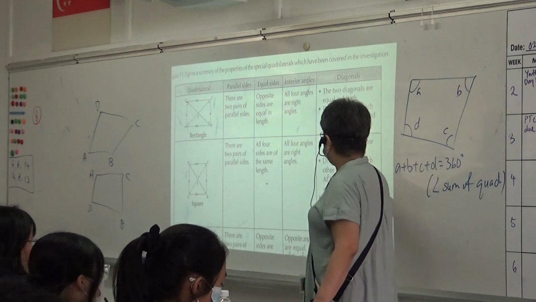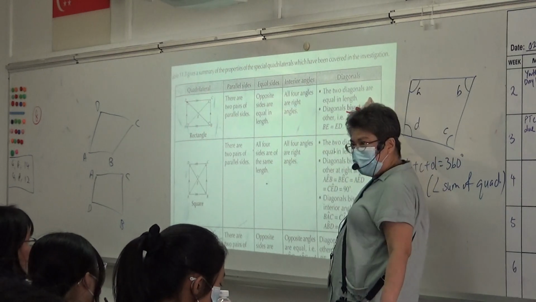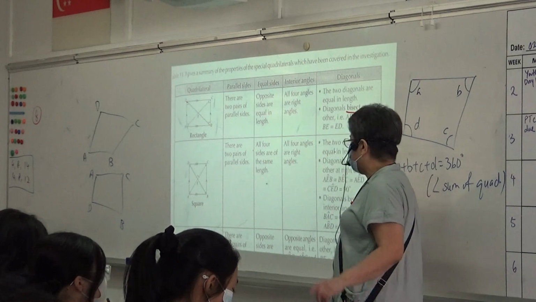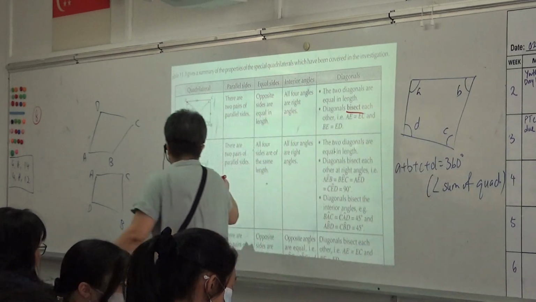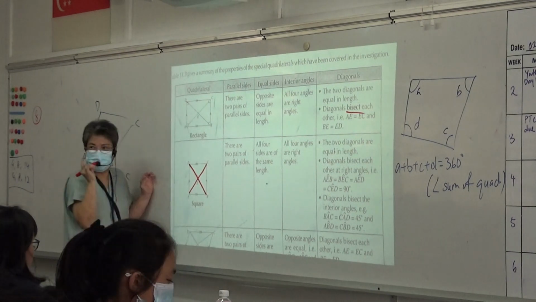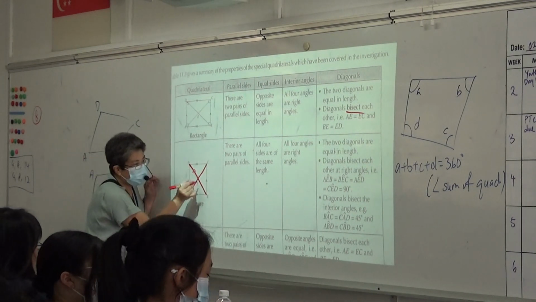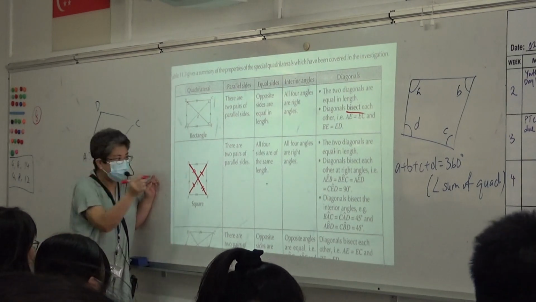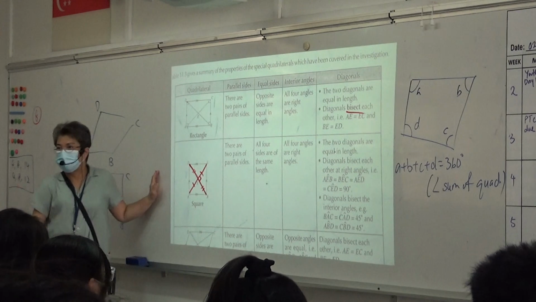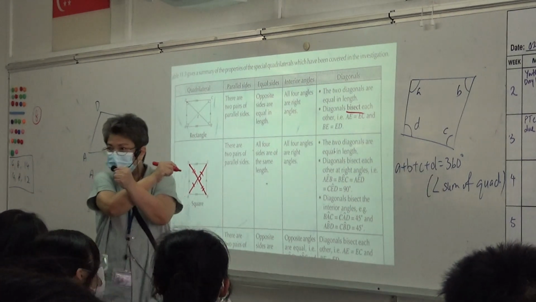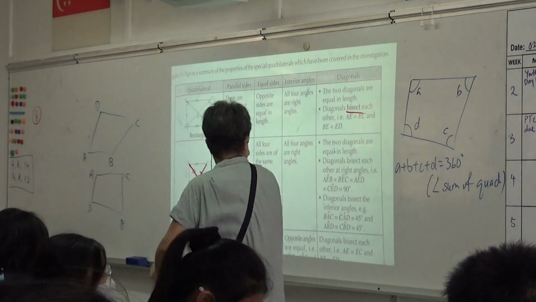Next one. The two diagonals are equal in length. Can you see? It's the same. Diagonals bisect each other at right angles. This is the one. What does it mean? That means this diagonal and this diagonal are equal in length, and this is equal to this is equal to this. What's more, this one must be what? 90 degrees. That means for a square, it will cut at 90 degrees. Understand? So that's the difference.